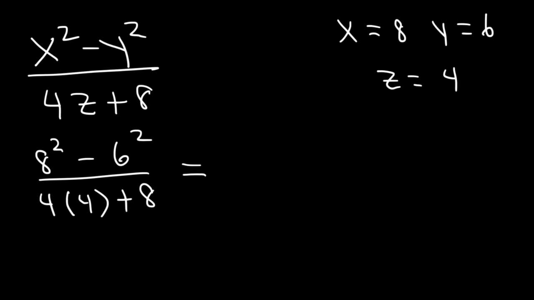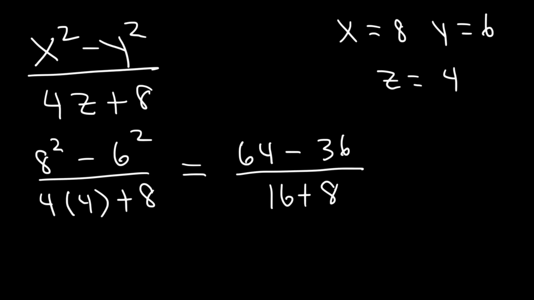So now what is 8 squared? 8 squared is 8 times 8, which is 64. 6 squared, or 6 times 6, that's equal to 36. And on the bottom we have 4 times 4, which is 16. Now what is 64 minus 36? If we use a calculator, that's equal to 28. And 16 plus 8 is 24.